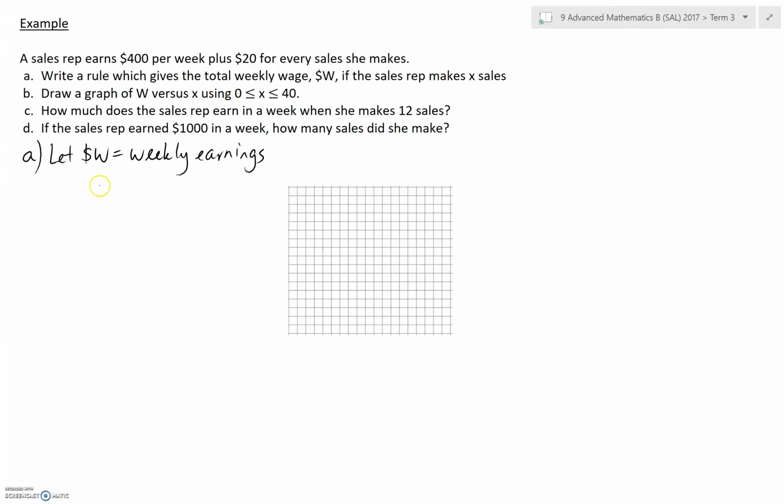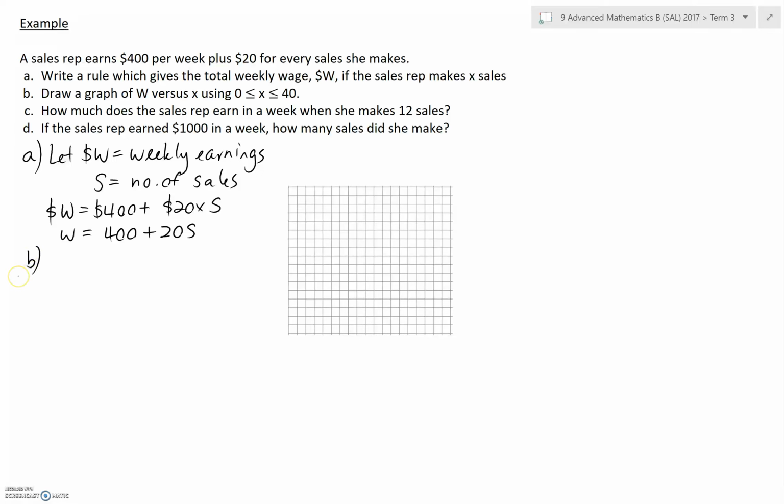And S equals number of sales. So we should write an equation for that. The weekly dollars are going to be the $400 that we get no matter what, plus $20 times the number of sales that we make. And of course we could simplify that down further, 400 plus 20s. And we could even realistically lose that dollar sign in front. So W equals 400 plus 20s, that's a rule.